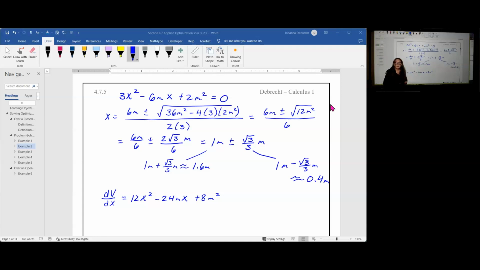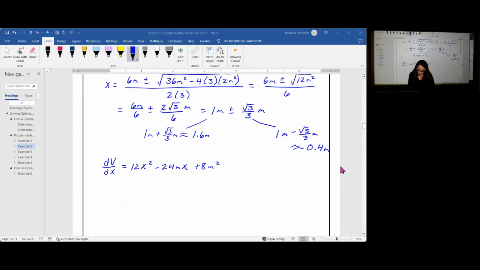Now I have to decide whether these are extrema values at all. To do that, I'm going to apply the second derivative test. It doesn't always work. If I get 0, I'll have to use the first derivative test. But if it works, it's often less work. I rewrote the first derivative so that we could more easily take the second derivative. This gives me 24x minus 24 meters.